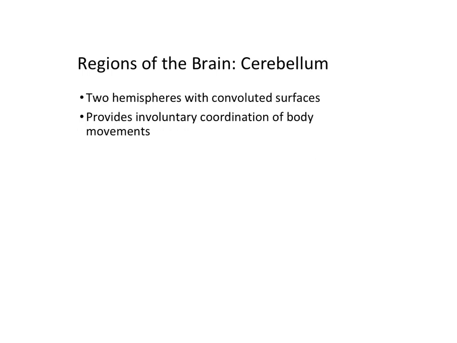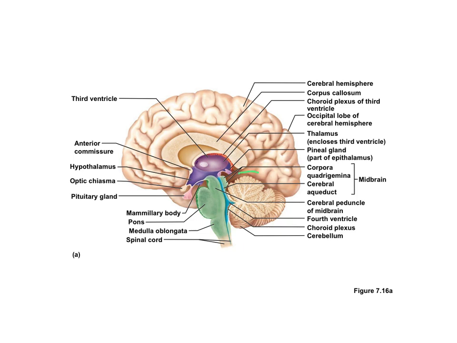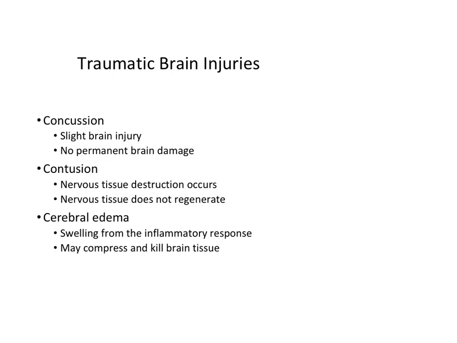Next, we'll talk about the cerebellum. It has 2 hemispheres with convoluted surfaces, meaning that it's bumpy or ridged, and it provides involuntary coordination of body movements. The cerebellum is located underneath the occipital region of the cerebrum. Scientists think that it helps to smooth muscle movements so that you have coordinated and smooth movement rather than jerky movement.